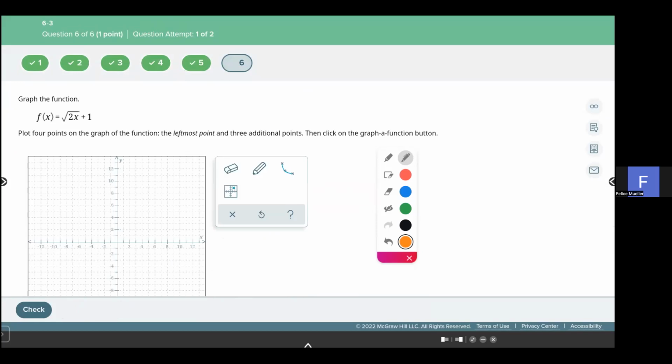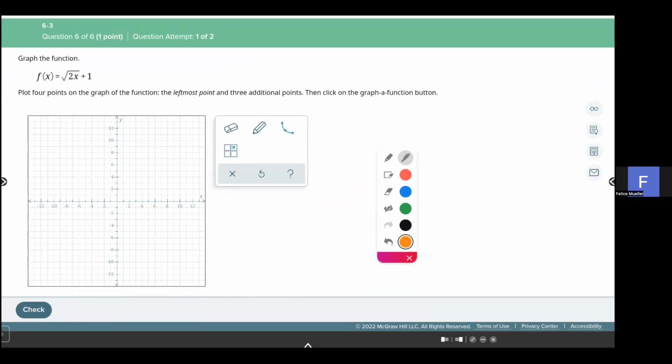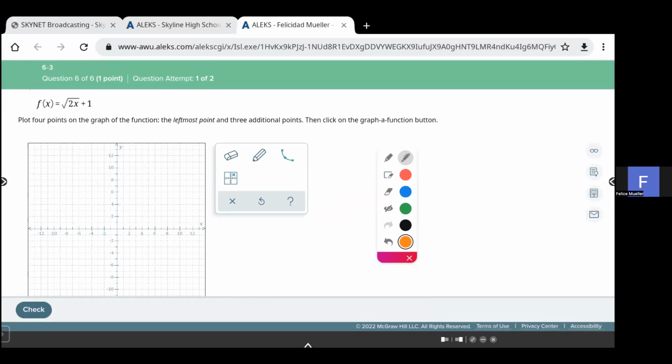All right, so we have another one. This one has an inside it. I know I have a horizontal stretch. I can tell that my leftmost point is going to be 0 again, because when I set 2x to be greater than or equal to 0, I divide by 2, and we get x is greater than or equal to 0. So my leftmost point is going to be 0.